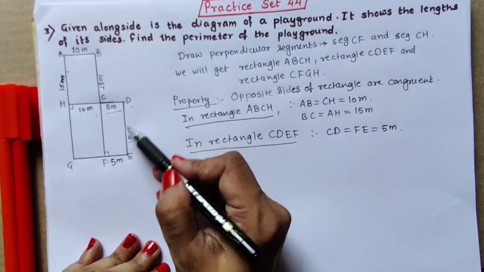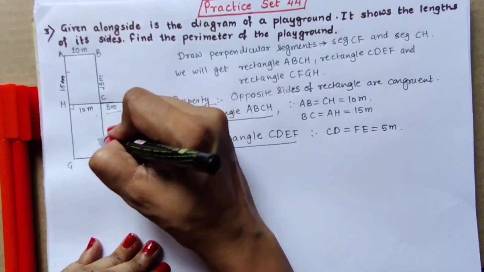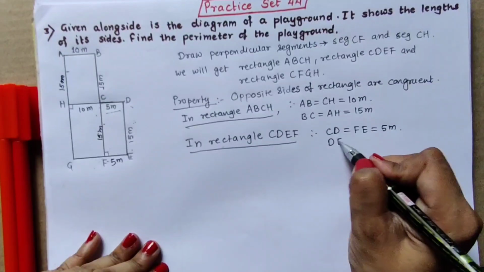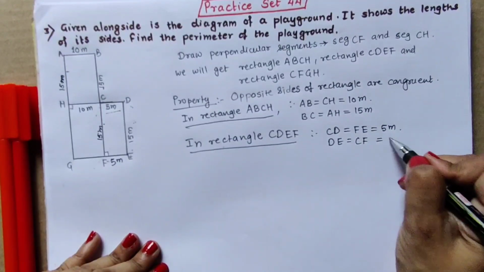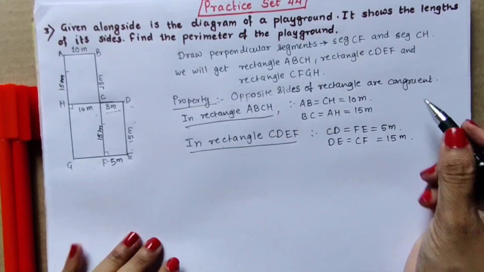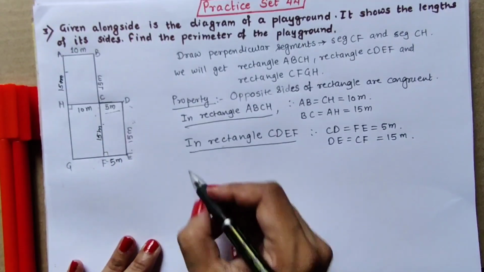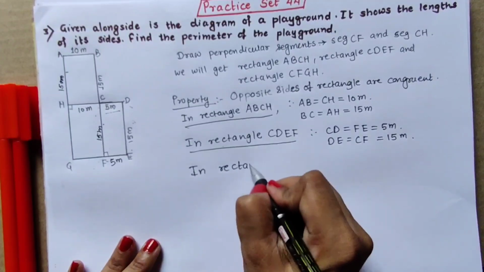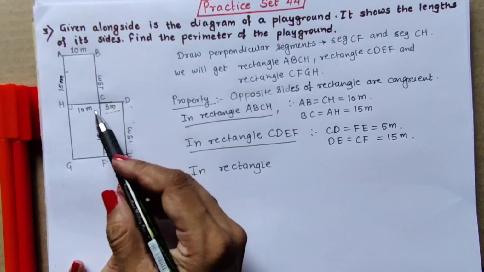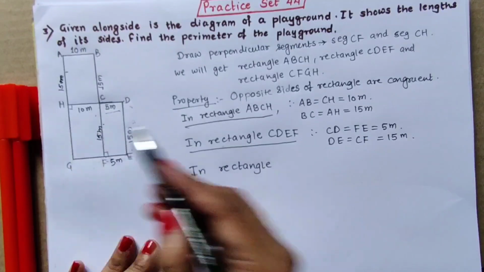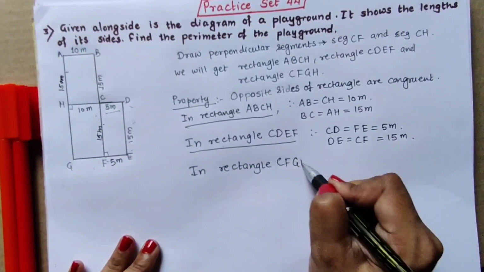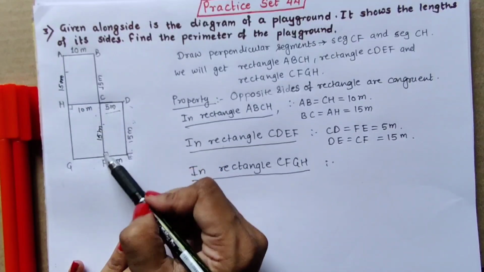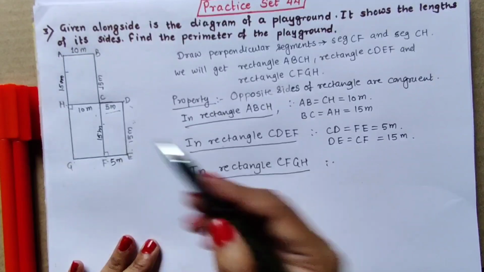Now DE is 15 meter, so CF is also 15 meter. So DE is equal to CF, which is equal to 15 meter. Now write down the third rectangle. What is the name of the third rectangle? CFGH. Write the names of opposite sides. Opposite sides are CF and HG.